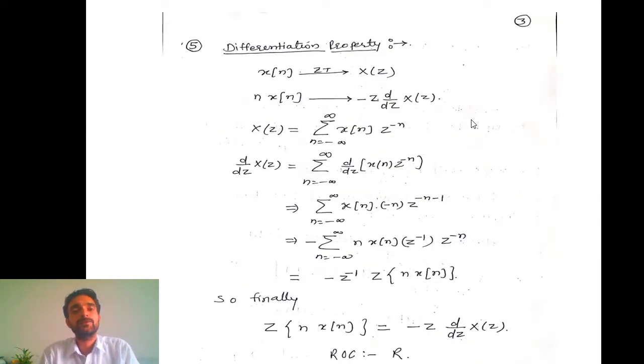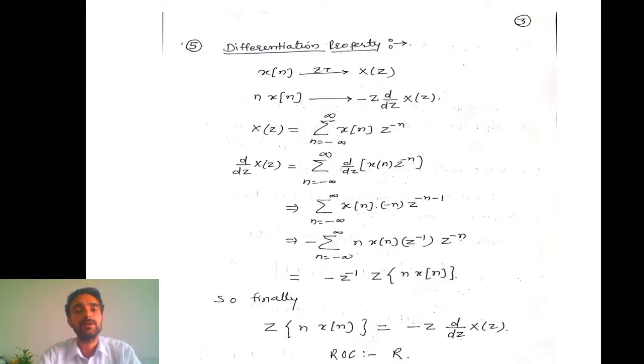Next is the differentiation property. It is a very important property. We can solve many types of questions by using this property. You can directly solve the question, because the conventional method will be very tough for particular signals if the form of that signal is x of n multiplied by n, or x of z is given to you and you have to calculate the inverse Z transform of that x of z. Then you can use that differentiation property, and very easily you can solve that type of questions.